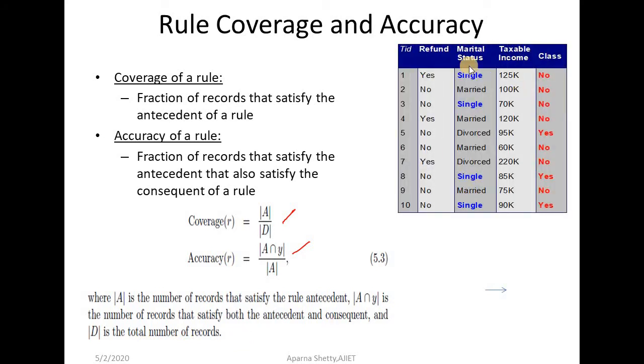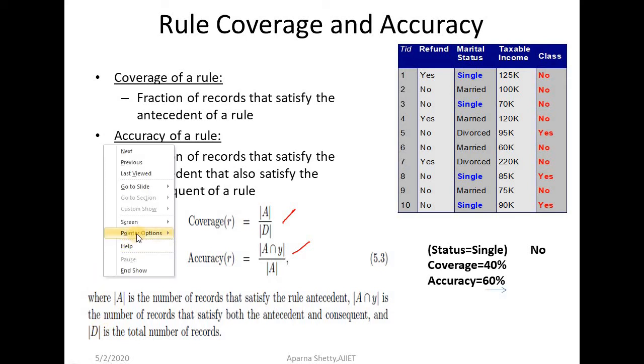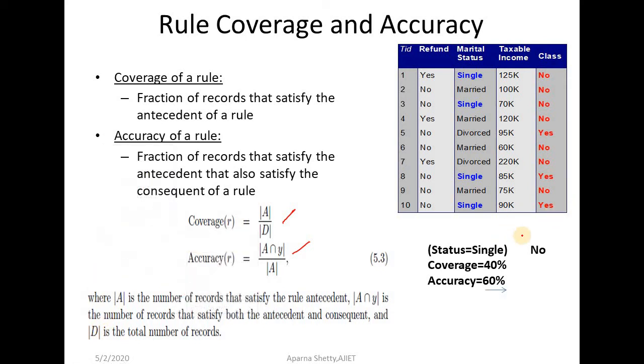Now consider this data set they have given, and suppose we have this rule over here. Okay, that is status single, I'll just put this arrow here, implication. Okay, so status is equal to single implies no. Okay, they have given this rule that status is equal to single implies no. Okay, for this data set, they have given this rule.